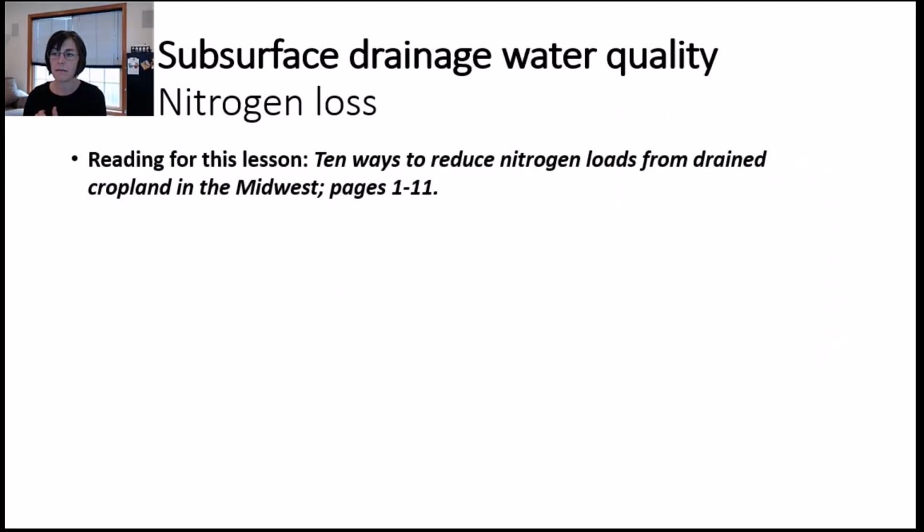I'll start this week with recommending, this is required reading. You read pages 1 through 11 of the 10 Ways booklet. This booklet is a regional collaboration that does a good job of explaining nitrogen loss in subsurface drainage in an extension style format. You can also feel free to browse later chapters in that book, knowing that we're going to cover some of those conservation practices later in the course.